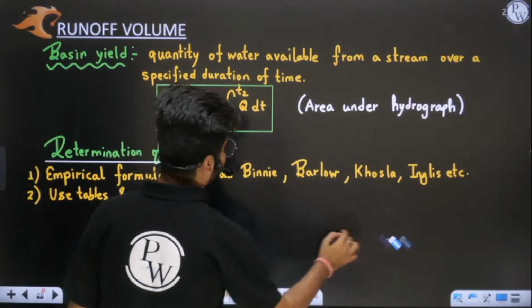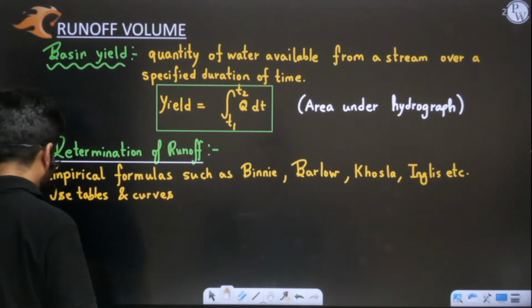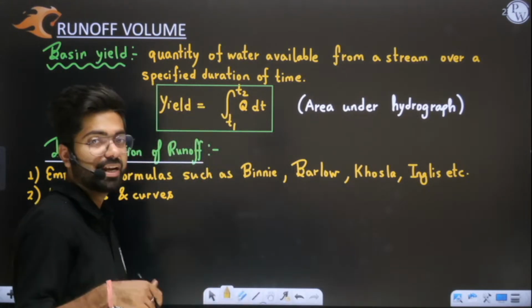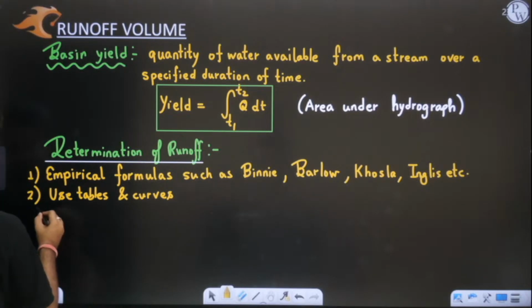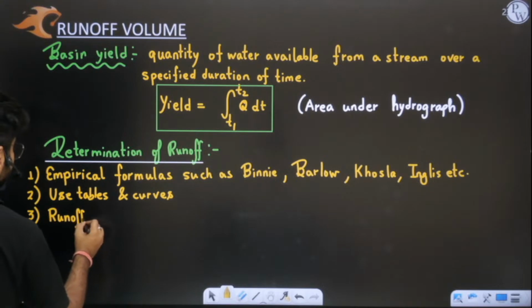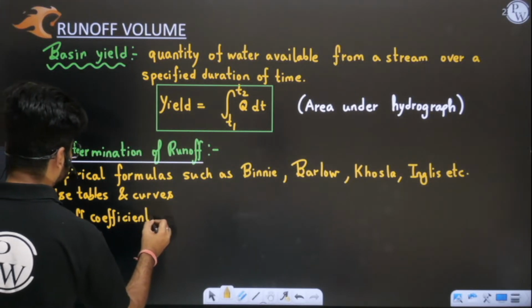So different tables, different curves, and different numerical formulas are there. Many different methods are there with the help of which I can find runoff. Then we have the runoff coefficient method, which we will discuss in the flood chapter.